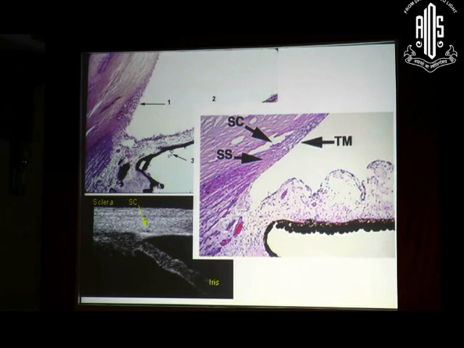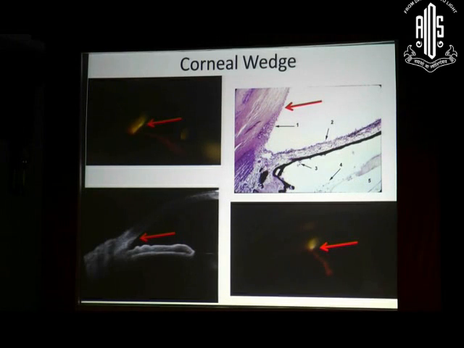On the other hand, if the angle is more narrow like this, you're probably only going to be able to see the Schwalbe's line and maybe some part of the anterior trabecular meshwork. Alright? So just again to reiterate, basically what we need to identify is a landmark. And the most important landmark, and something that you can see in every single patient that you want to do a gonioscopy, is the Schwalbe's line.